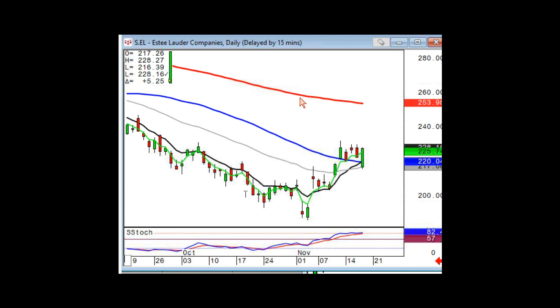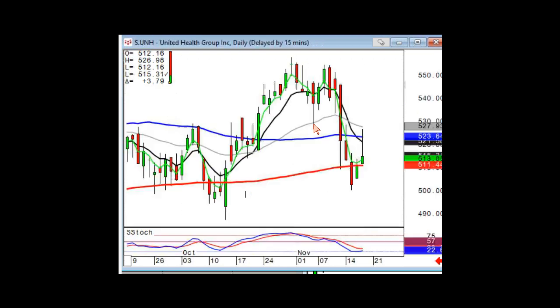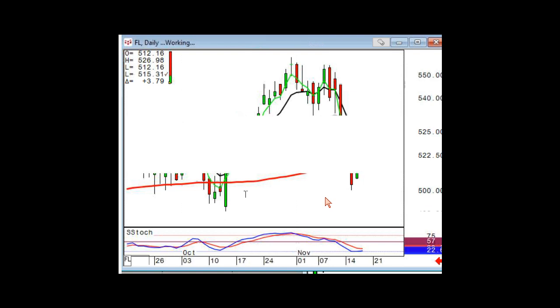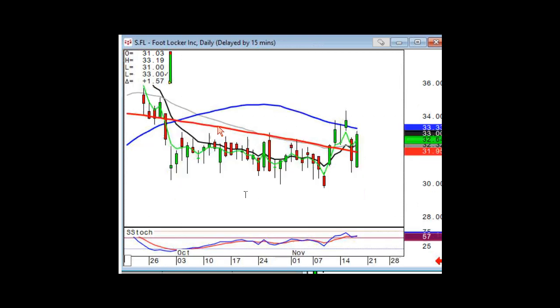This one you can stay long. Estee Lauder. Obviously, you want to see it break out through this level, confirming the uptrend. United Health, nothing here. If you were short, I would have covered the short, but I wouldn't be going long. This Foot Locker, nothing.